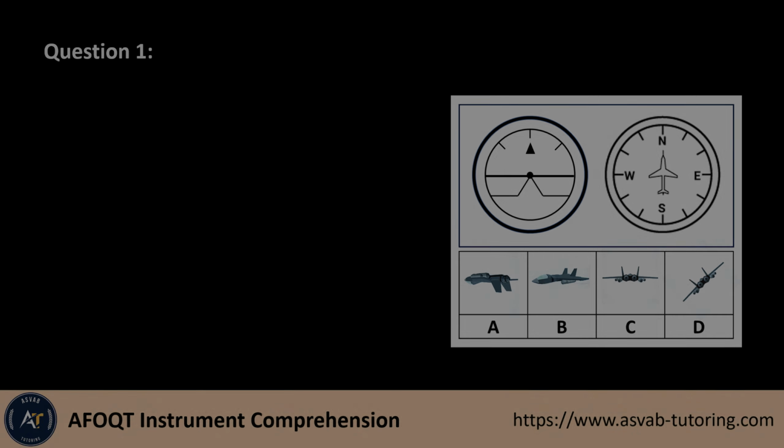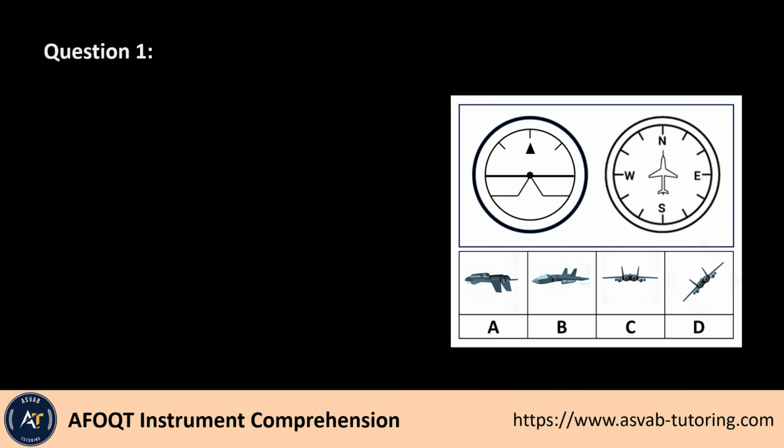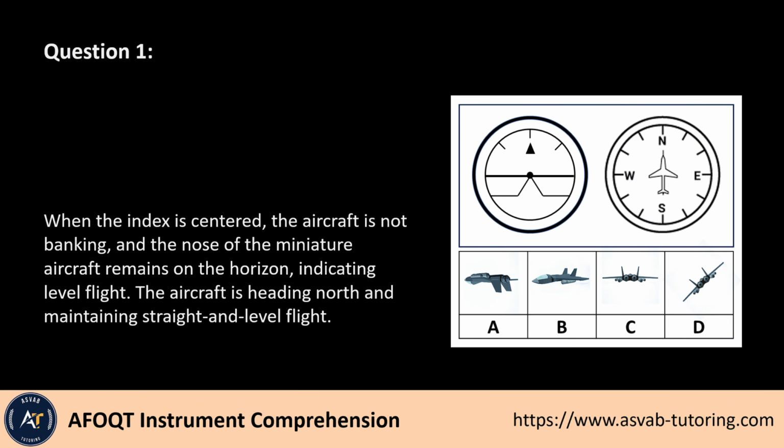Question 1. When the index is centered, the aircraft is not banking, and the nose of the miniature aircraft remains on the horizon, indicating level flight. The aircraft is heading north and maintaining straight and level flight. The answer is C.